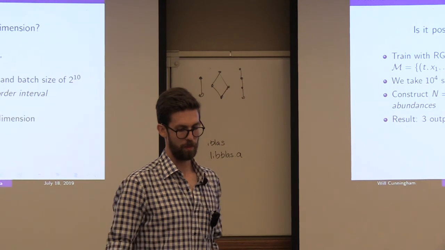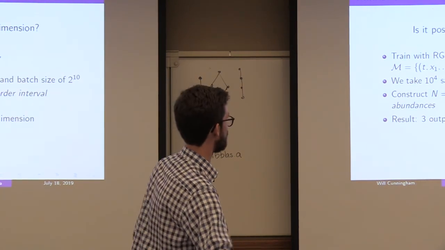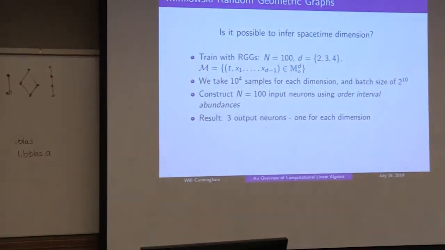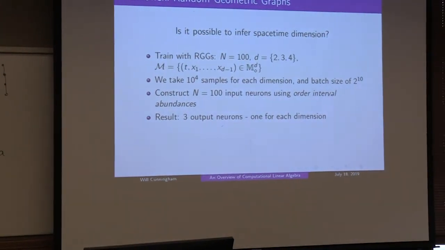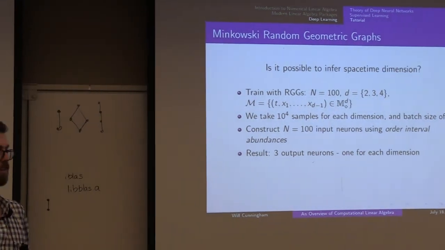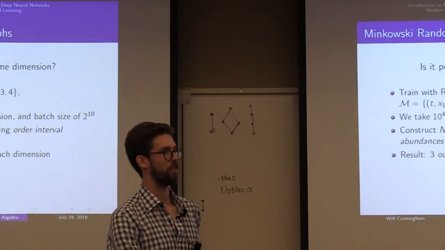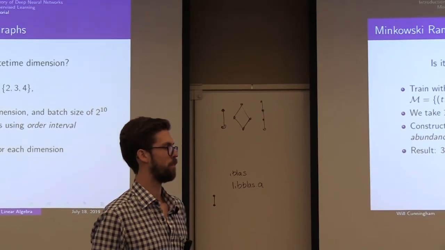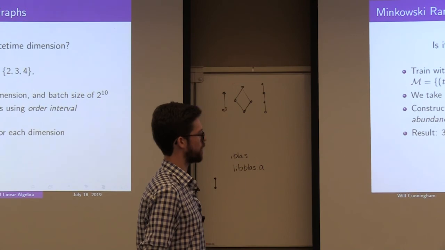As the result, I'm going to have 3 output neurons, 1 for each dimension. So what I'm asking is, given some random graph, is it 2D, 3D, or 4D? This is something where there is a known analytic solution only in the case of Minkowski, which is flat space. However, it's not known what the solution is for curved space.